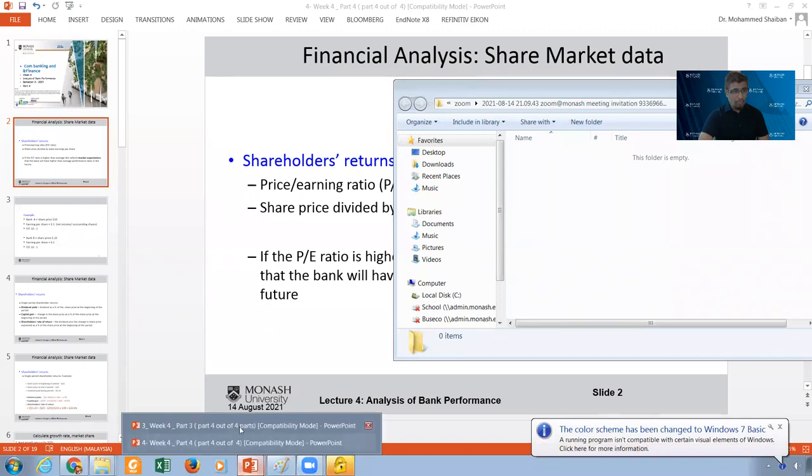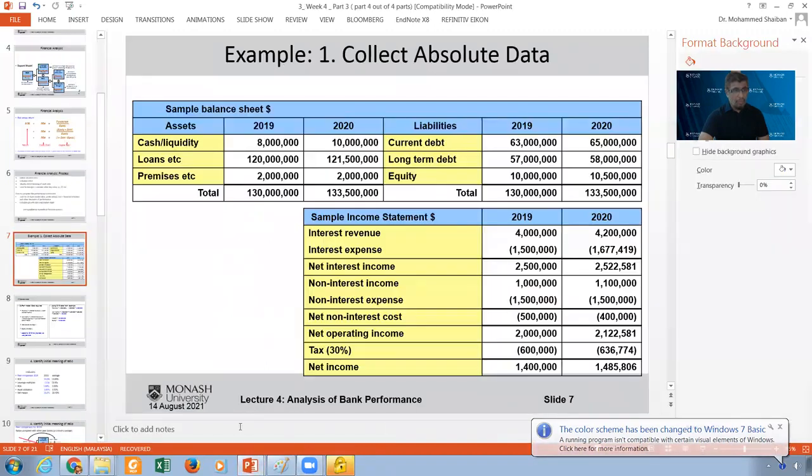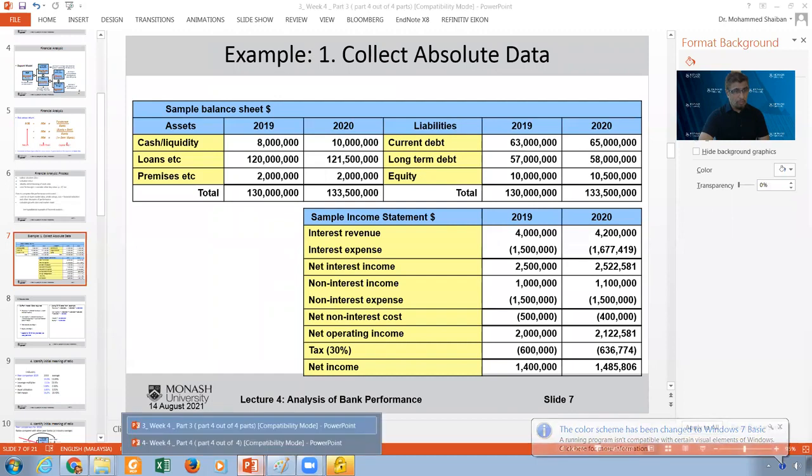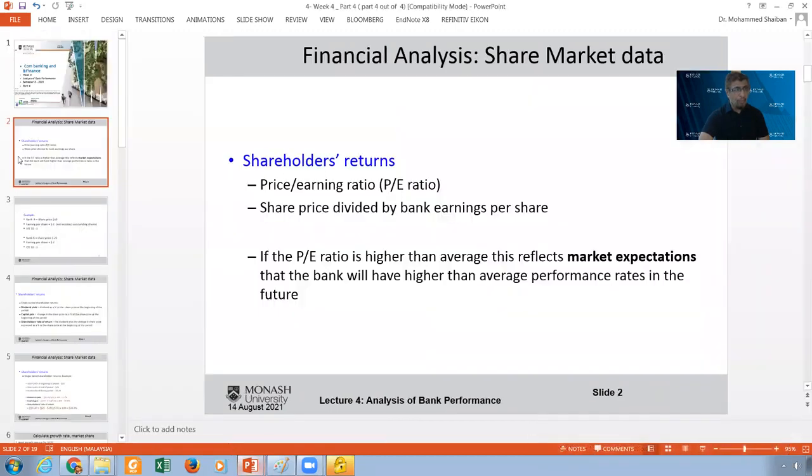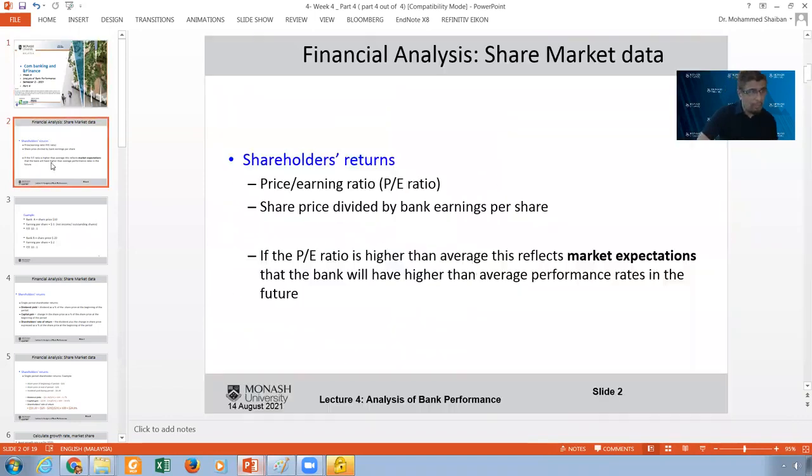So this is actually part 4, and we are talking here about the share market data. So we are talking about shareholders return. Now the shareholder return, we start with the concept of the price earning ratio. Price earning ratio is one of the most important ratios to evaluate banks.